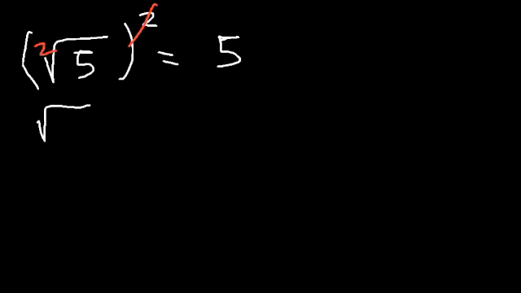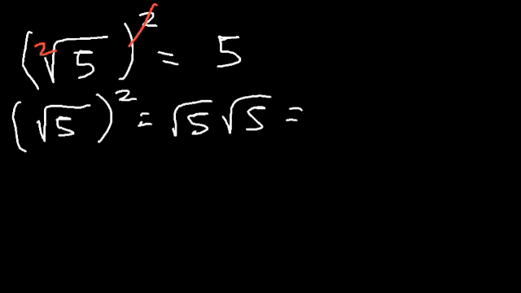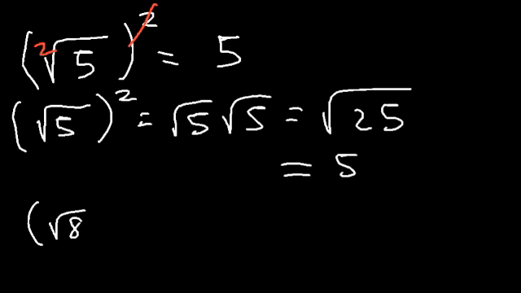It's always assumed to be a 2 if there's nothing there. You can also see it this way. The square root of 5 squared is basically radical 5 times radical 5. 5 times 5 is 25, and the square root of 25 is 5. So if you were to see the square root of 8 squared, this is simply equal to 8.